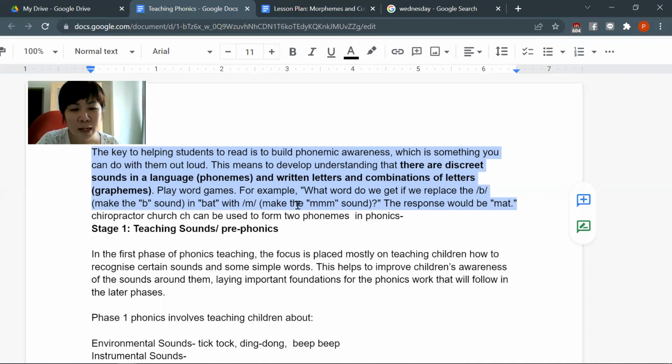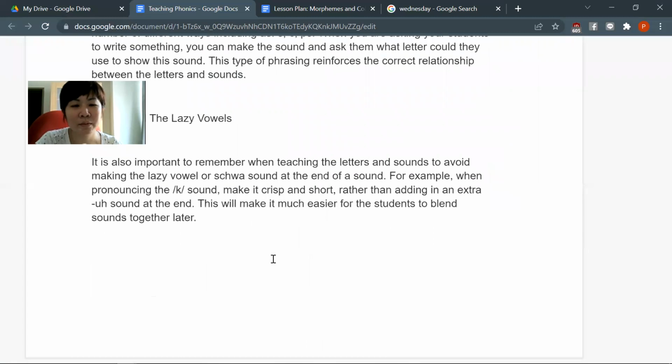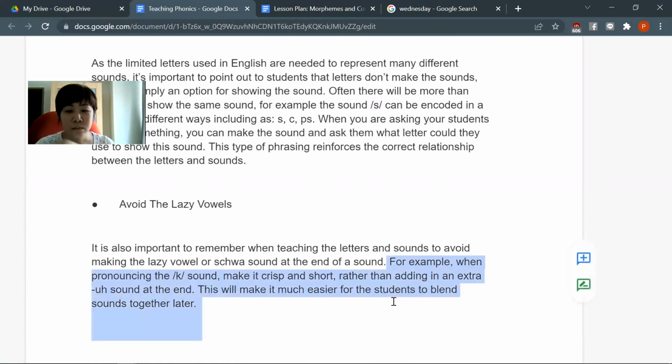Play word games. For example, what word do we get if we replace the... You want me to read the phonic B or B? Make the B sound. When I read B, do I say B or B? We talk about that here. This is something I got from that site I showed you called Lazy Vowels. Can you read here?